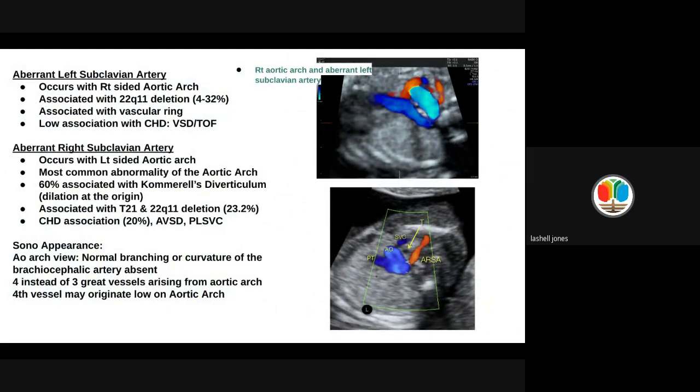All right, so with aberrant left subclavian artery, it occurs with right-sided aortic arch, associated with 22q deletion. It's also associated with the vascular ring. It has a low association with VSD and tetralogy, okay? And then aberrant right, that's your ARSA. The ARSA is the most common anomaly of the aortic arch. Have to remember this. Aberrant right subclavian artery, we call it ARSA for short.